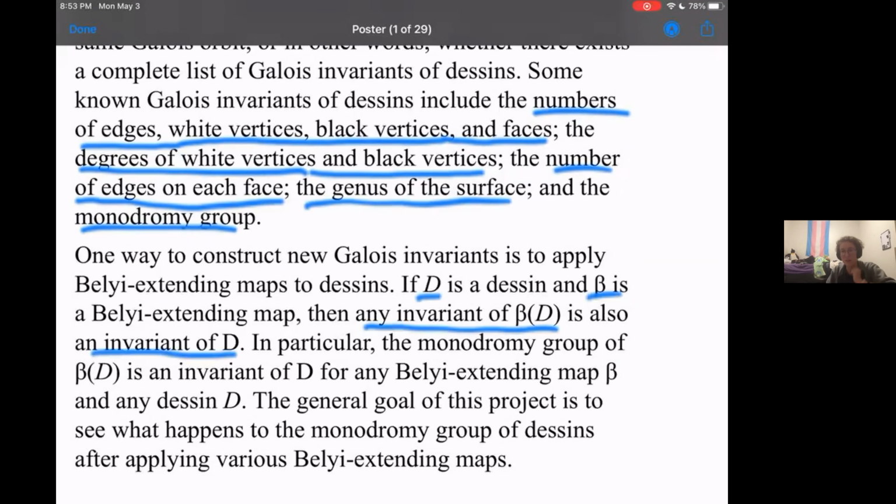So that means we obtain a new Dessin by applying the Belyi-extending map to our original Dessin D. So this new Dessin is called beta of D. And if we apply this Galois action to beta of D, there are certain things that won't change after we apply it to beta of D. So they're invariants of beta of D. It turns out that if something's an invariant of beta of D, it will also be an invariant of the original Dessin D. So it's kind of interesting. We can actually get some new information this way.